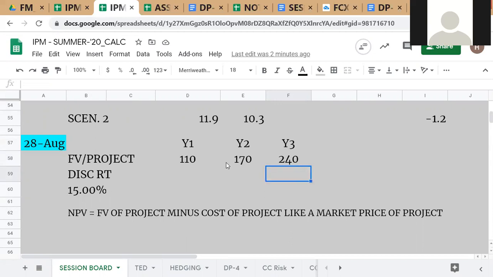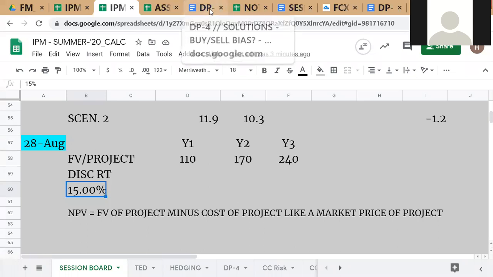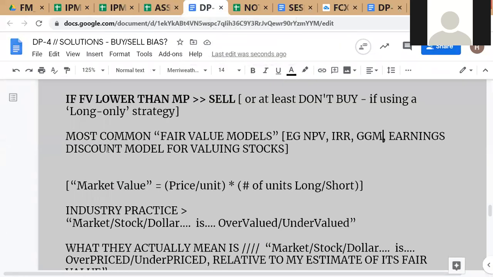So what is the GGM, Gordon growth model, doing? It is forecasting the dividends and discounting the future dividends at the appropriate discount rate. In this case, this should be the cost of equity, because the dividends are accruing to shareholders only. And you come up with this. So basically, these are all fair value models. It is telling you what is the fair value of the stock.